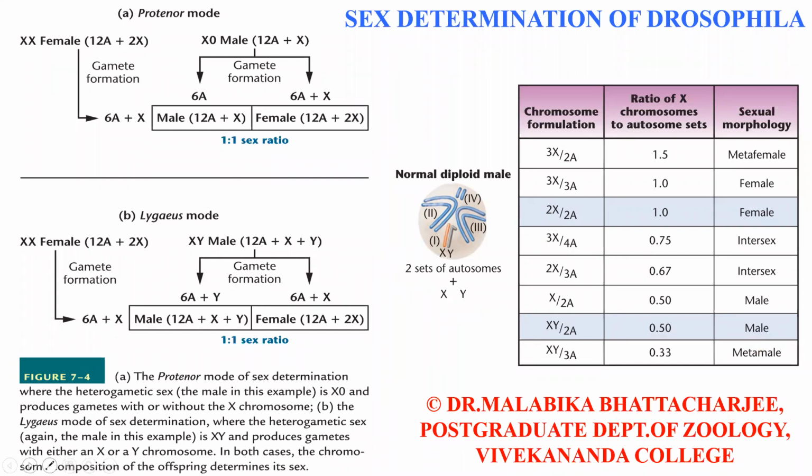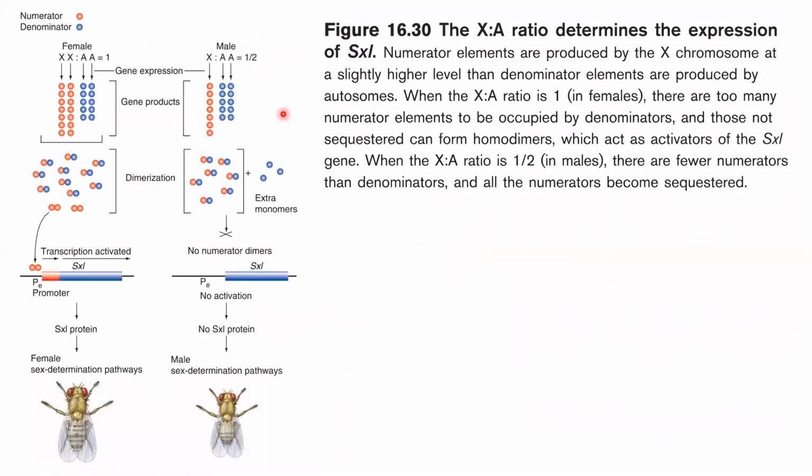Now let's look at this picture. This is actually a very simplified picture of what happens. Now let me first walk you through the picture. You can see red balls and blue balls, okay? The X chromosome is producing proteins which are symbolized here in this picture as red balls, and the autosome is producing proteins which are symbolized here as the blue balls. Now these are the gene products.